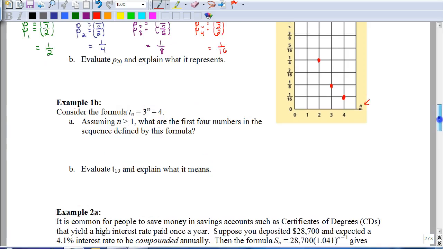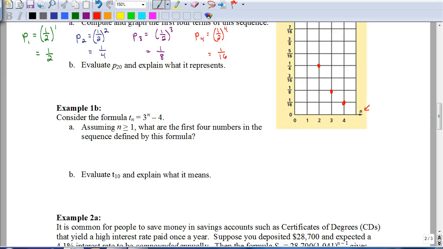Let's skip this example for now. Basically, for this one, we would do the same thing as the previous. You just plug different term numbers in for n, so it would be 3 to the first power, minus 4, 3 to the second power, minus 4, and so on.